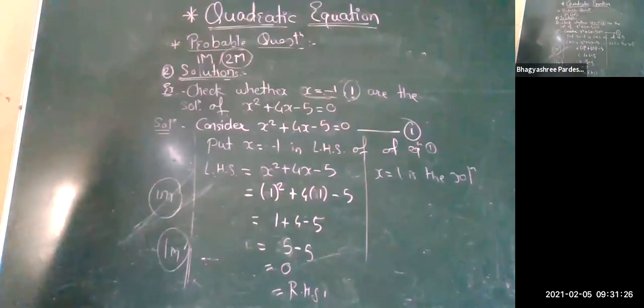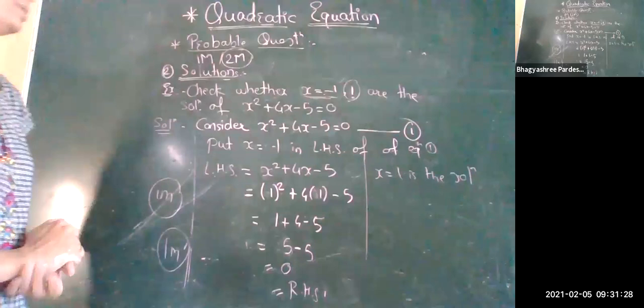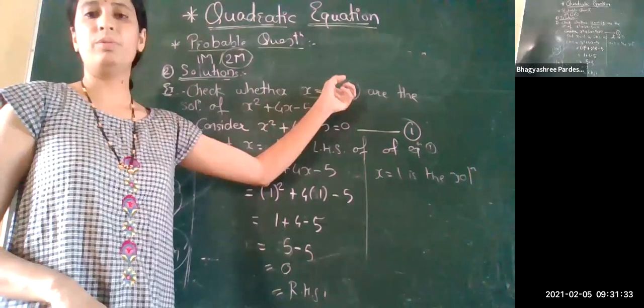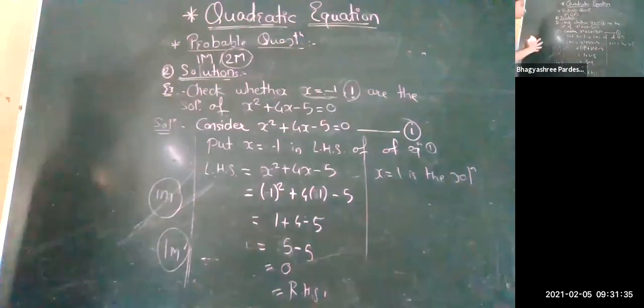Okay, so this is very easy. Only the values will be changed. The quadratic equation will be changed, and the question will remain the same. So let's see the next one.